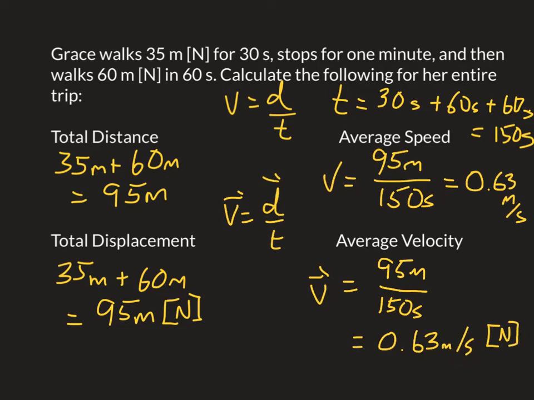Okay? So again, and this will make more sense when we get into the next problem, what we do is we take the direction that we were given, we turn it into a positive or negative number, and then from there, we check to see if our answer is positive or negative. If it's positive, we put the positive direction at the end. If it's negative, we put the negative direction at the end.